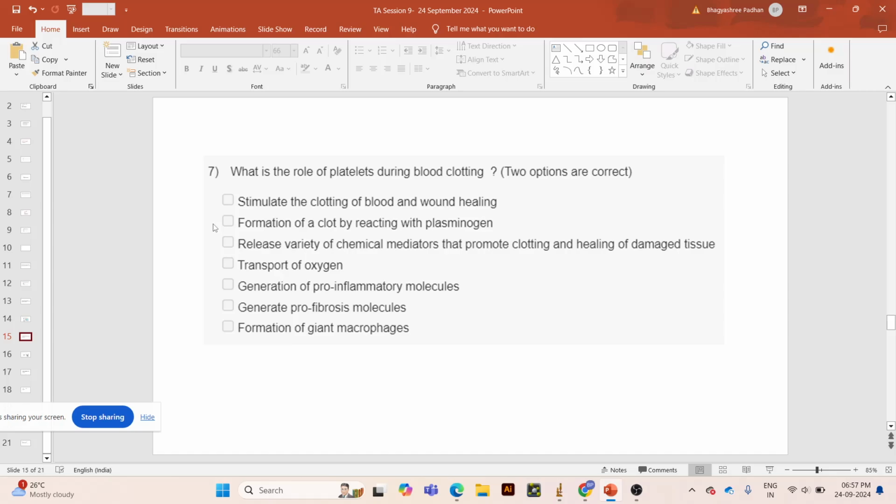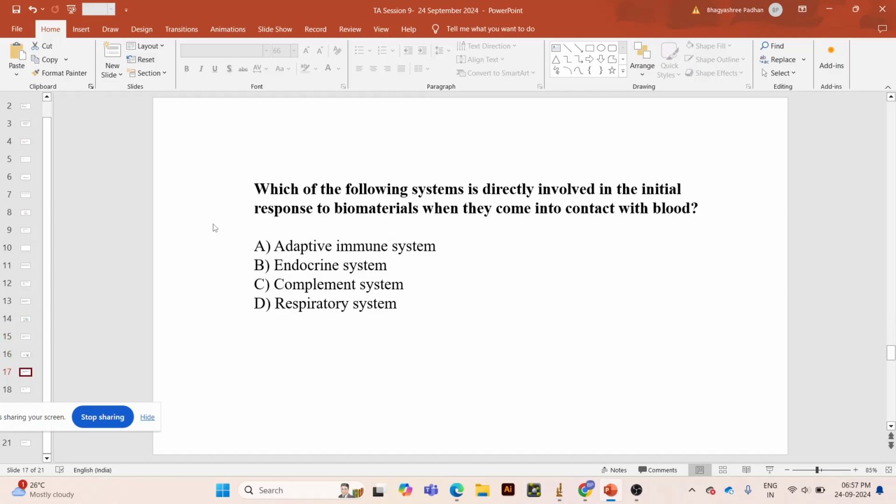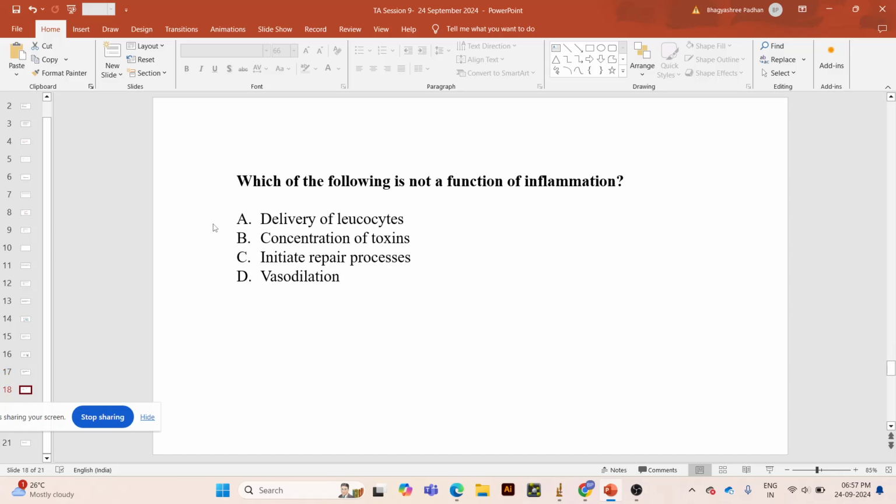Here's the next question. What is the role of platelets during blood clotting? The correct answer would be to stimulate clotting of blood and wound healing and release a variety of chemical mediators that promote clotting and healing of damaged tissues. Next question was: which of the following is directly involved in initial response to biomaterials? The answer would be complement system. Which of the following is not a function of inflammation? Answer would be concentration of toxins. Instead, it would be dilution of the toxins.